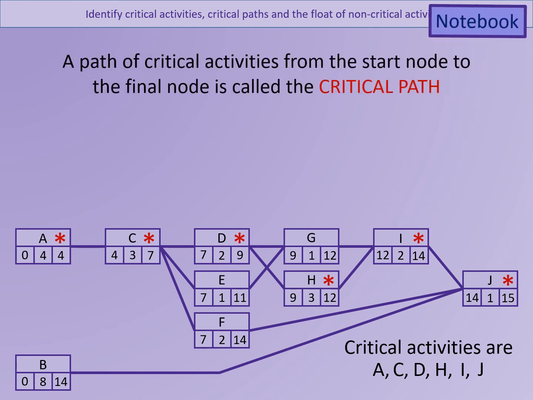So a path of critical activities from the starting node to the final node is called a critical path. In this case, the critical path is ACDHIJ.